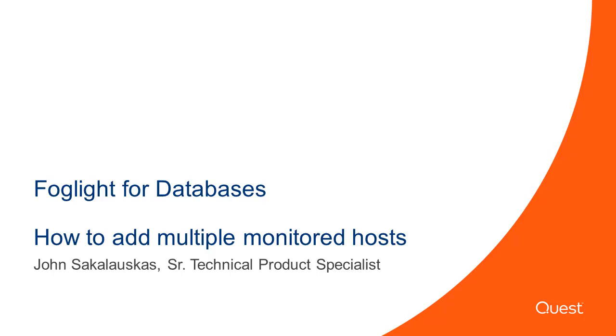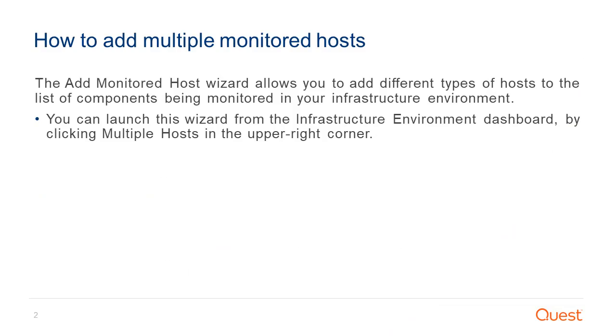This video will cover how to add multiple monitored host agents using the infrastructure cartridge. My name is John Sakalauskas, and I am a technical product specialist for the Foglight product. The Add Monitored Host List Wizard allows you to start monitoring multiple hosts in your infrastructure environment. You can launch this wizard from the Infrastructure Environment dashboard by clicking Multiple Hosts in the upper right corner.